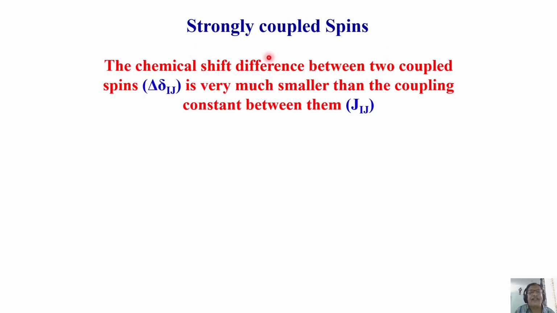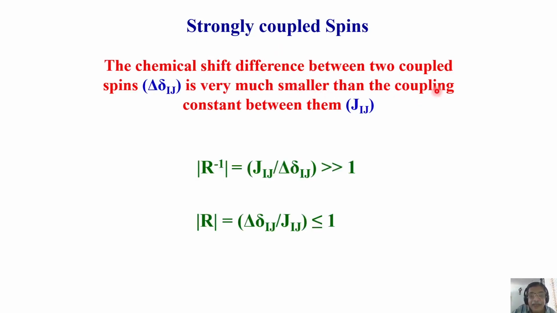One of the important conditions is that the chemical shift difference between two coupled spins must be much smaller, comparable to the J coupling. Remember, J by delta in the previous case was less than 1, 0.001, 0.01. But here it is much larger than 1. In the other case, delta by J was approximately 50 or even more than 50, I said. But it is less than 1 here. So these are the cases. When you come across such a situation, it is called strongly coupled spins.